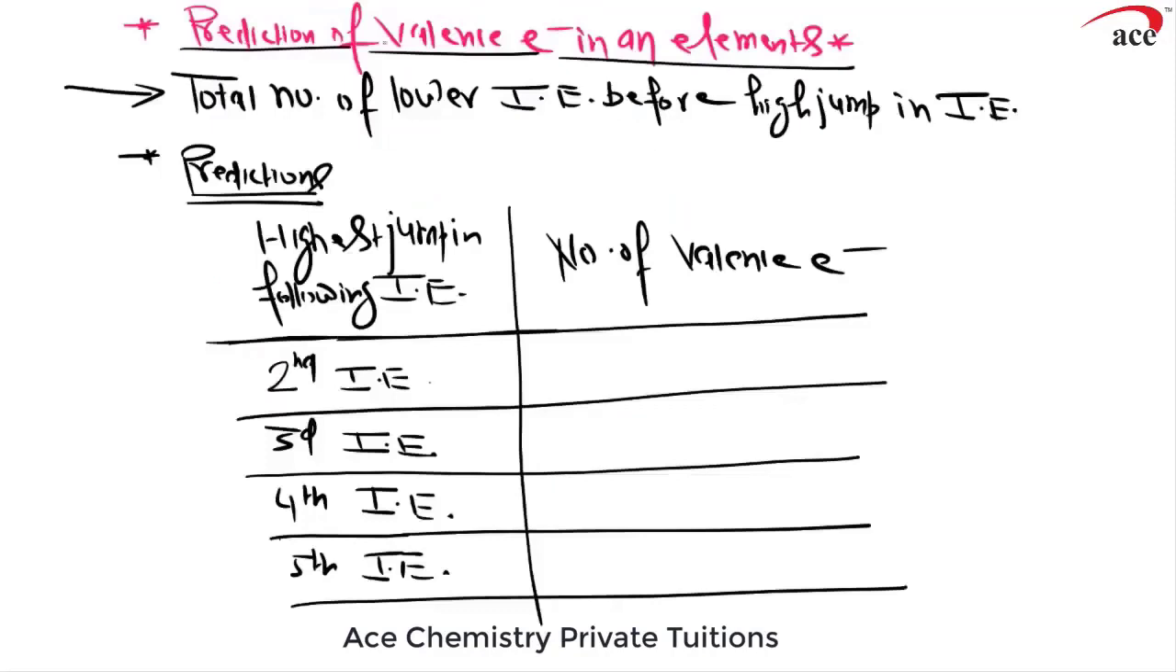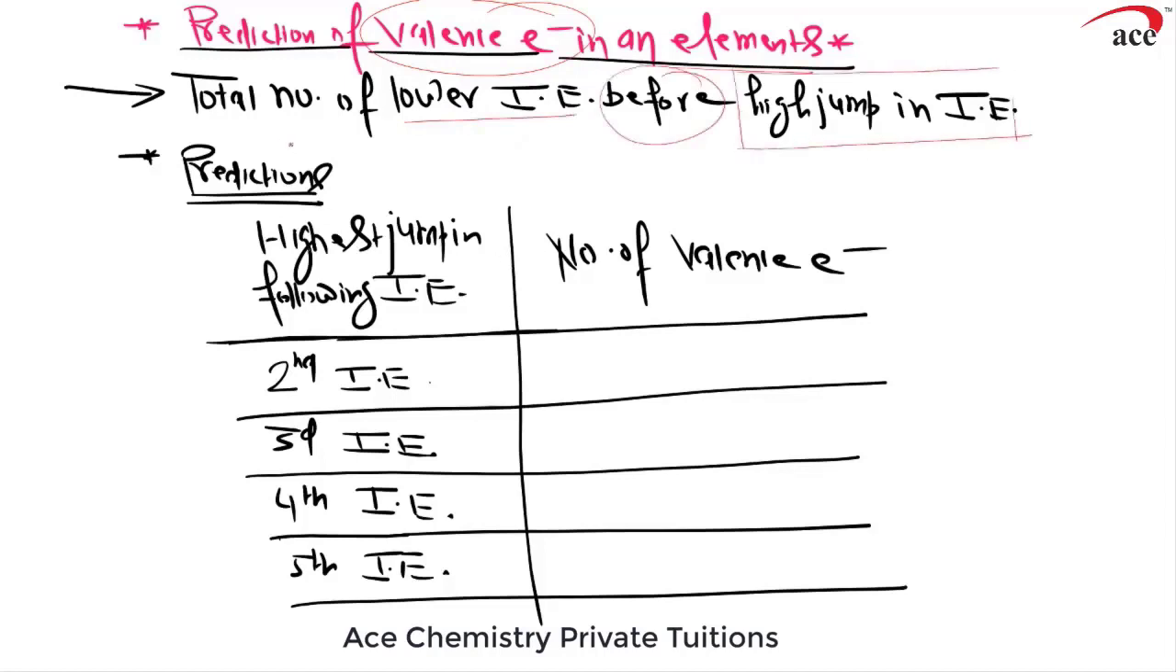Another thing, student, we can also predict valence electrons by knowing the successive ionization enthalpy. So what are we supposed to do? First we have to check the total number of lower ionization enthalpies before the highest jump in ionization enthalpy.